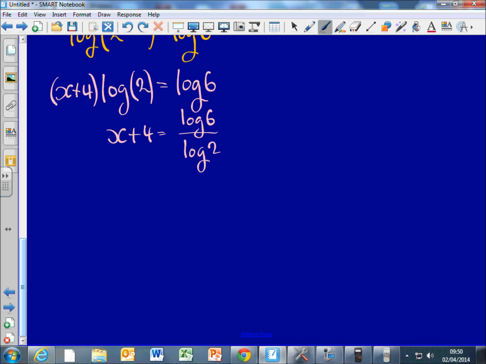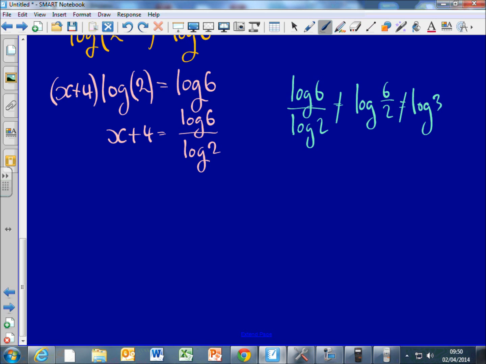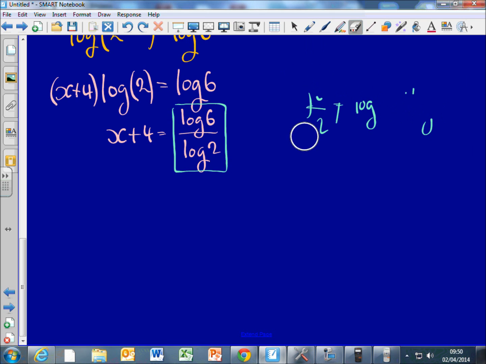Now one mistake that people make, and I'll just point it out here, is some people take that log 6 over log 2 and they change it to log of 6 over 2, which is log of 3. Now that is not true. Log 6 divided by log 2 does not make log of 6 over 2. You have to keep it like that. That doesn't simplify. So this thing on the right is not true.